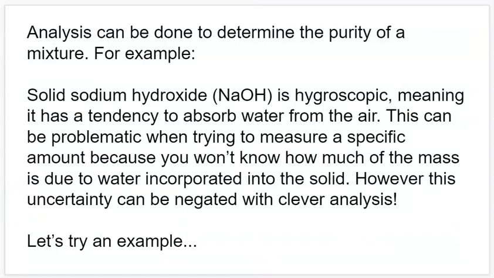And to figure out how pure a substance is, how much of that substance is a single type of compound or element, we can do different kinds of analysis. An example I have here is sodium hydroxide, which is a strong base. It is also hygroscopic, which means it has the tendency to absorb water from the air. It's kind of like a sponge, even though it's a solid crystal.